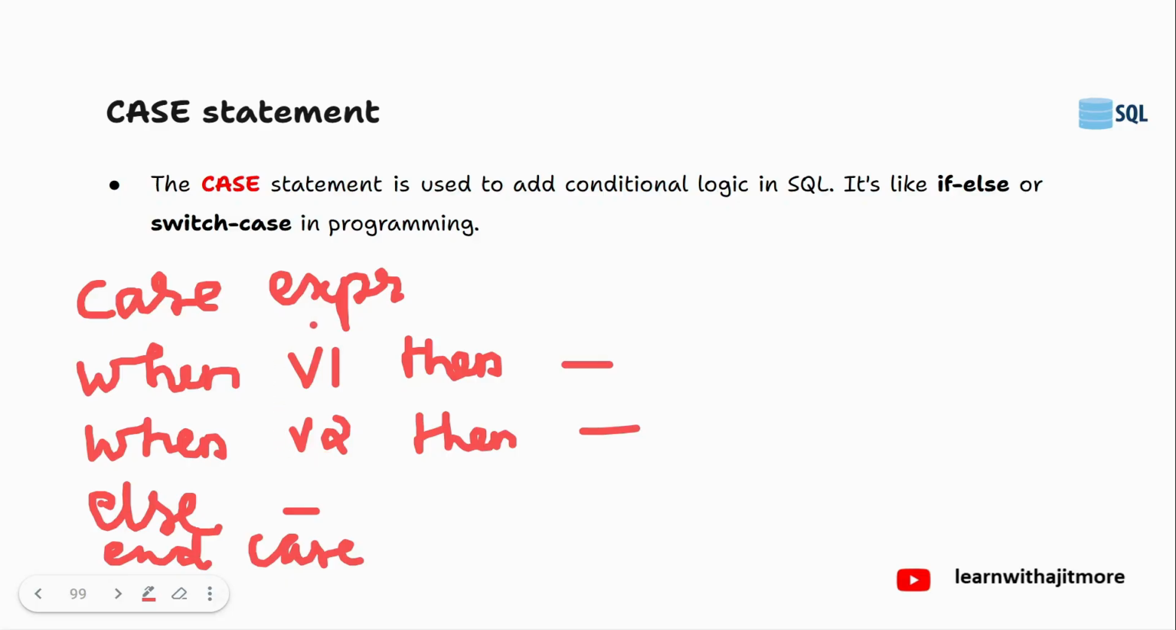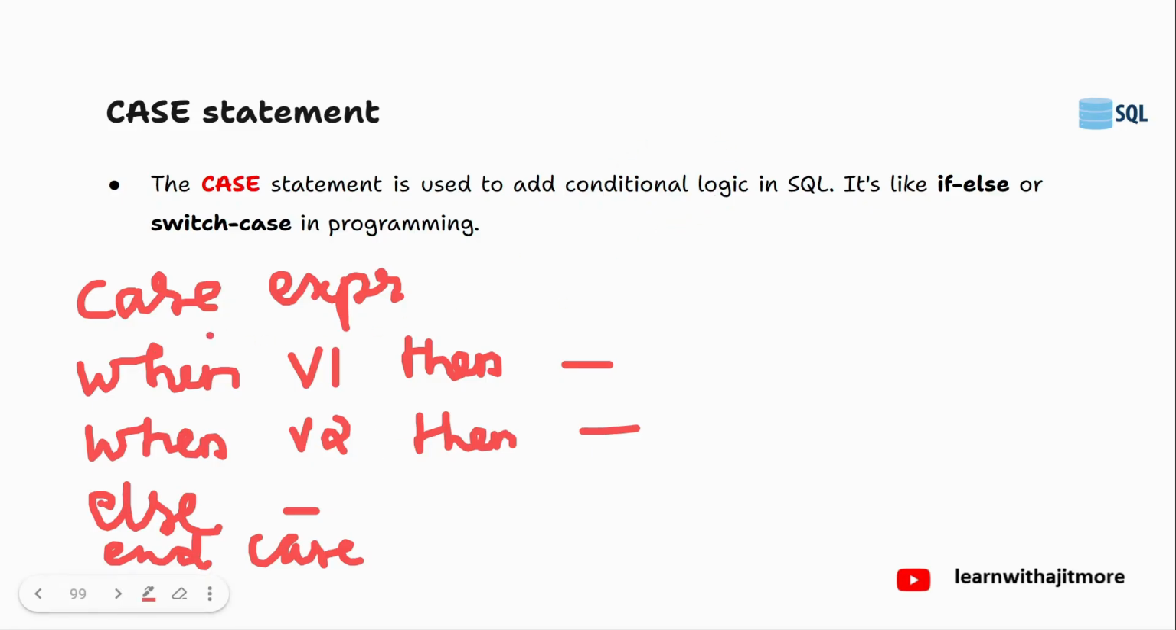Getting? So if the expression matches with value 2, then this action is taken. If it doesn't match with any, then the last one, that is default, the else action, is performed when the expression doesn't match with any of these values. Get it? So that's simple.